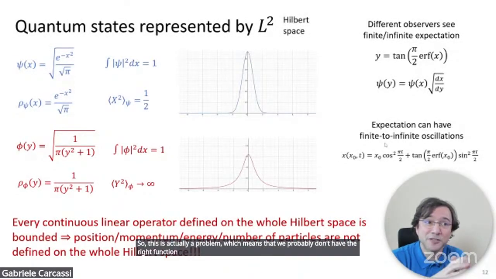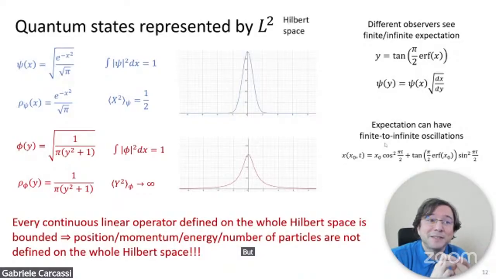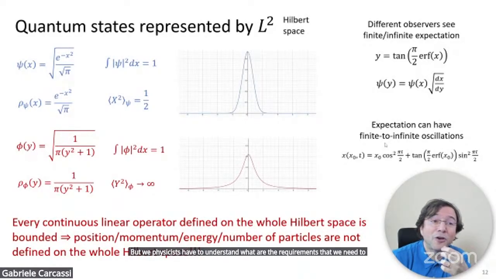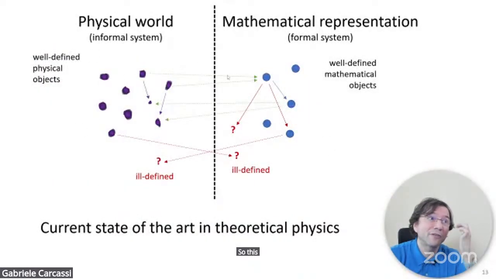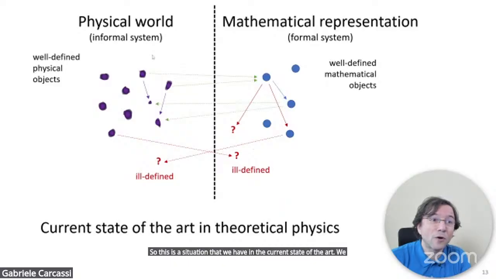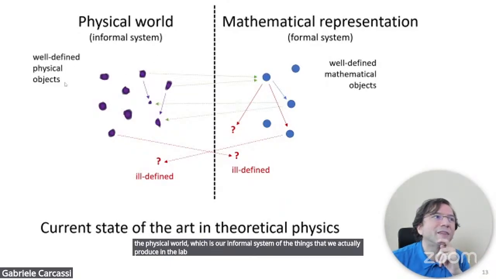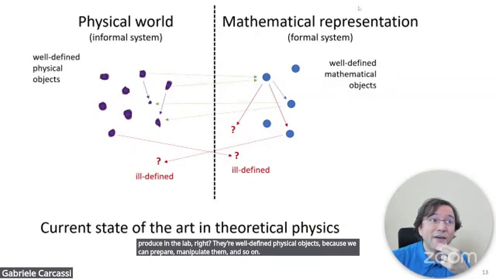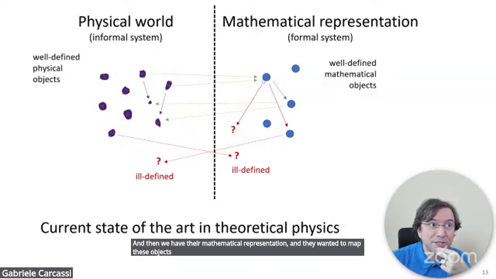So this is actually a problem, and it means that we probably don't have the right function spaces. There might be other function spaces, like the Schwartz functions, that would guarantee that all polynomials in position and momentum are finite. But we physicists have to understand what requirements we need to put on states, such that we can say, yes, we have valid states. So this is the situation in the current state of the art. We have the physical world, our informal system of the things that we actually produce in the lab, which are well-defined physical objects because we can prepare and manipulate them. And then we have their mathematical representation, and we want to map these objects to these objects.